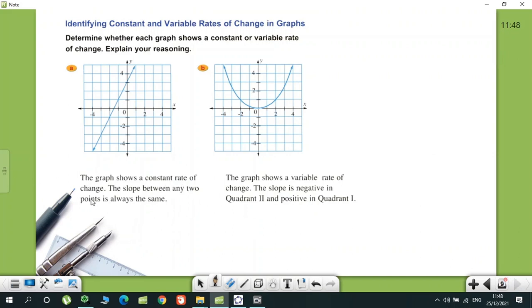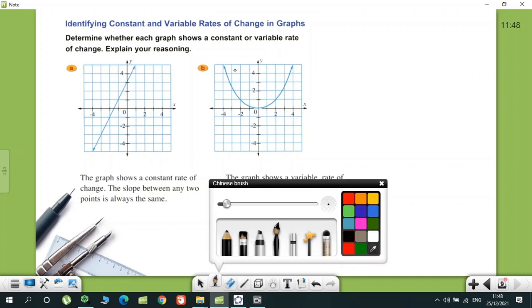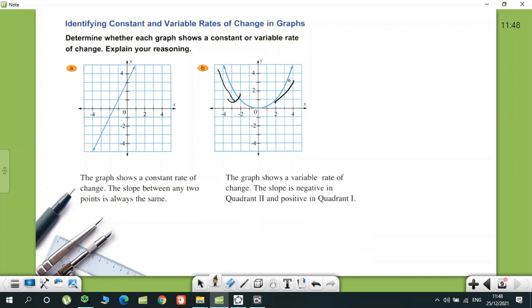The graph shows a constant rate of change. The slope between any 2 points is always the same. And for example here, as you see, it's going down, it's going up. There's a negative slope, there's a positive slope, there's a change. And since there's a change, we think it's a variable rate of change.